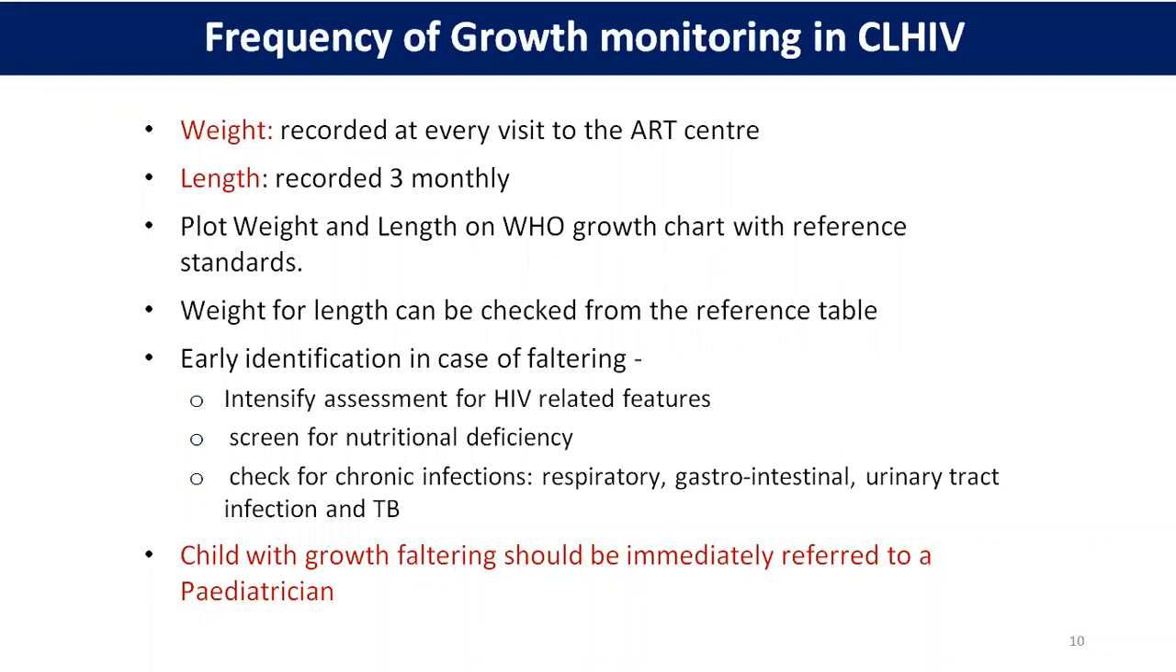Weight for length can be checked from the reference table. Sometimes clinically you see the baby is thin, wasted, malnourished, then of course you have to calculate the weight for length or weight for height, which is called wasting. There's a chart available for that. You can put it on the chart and see whether the weight for height or weight for length is low or normal. Then early identification in case of faltering. What is the importance of plotting this growth and length and checking the weight for length? It is the early sign of failure.